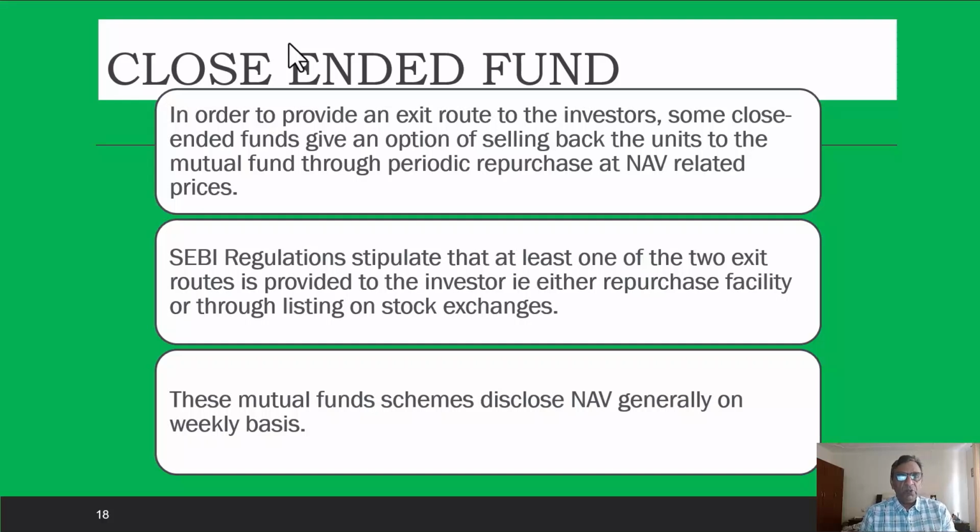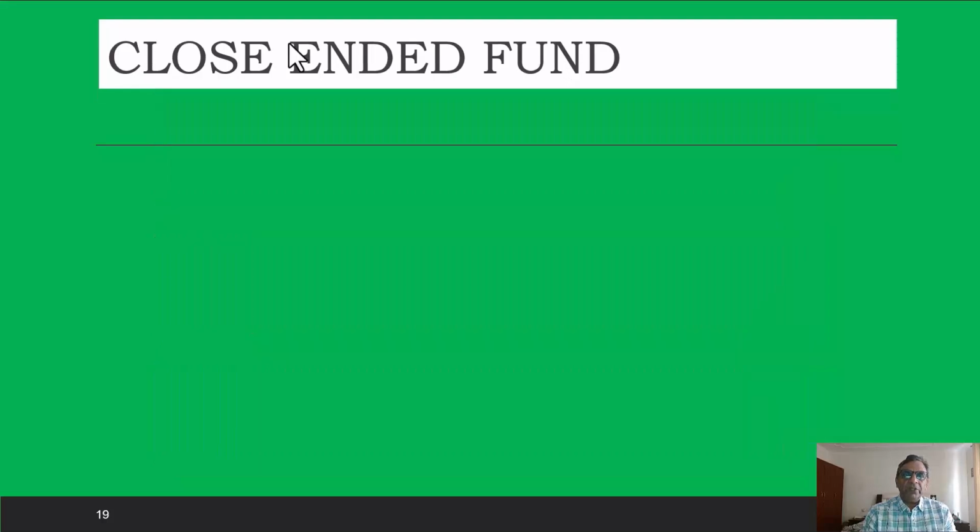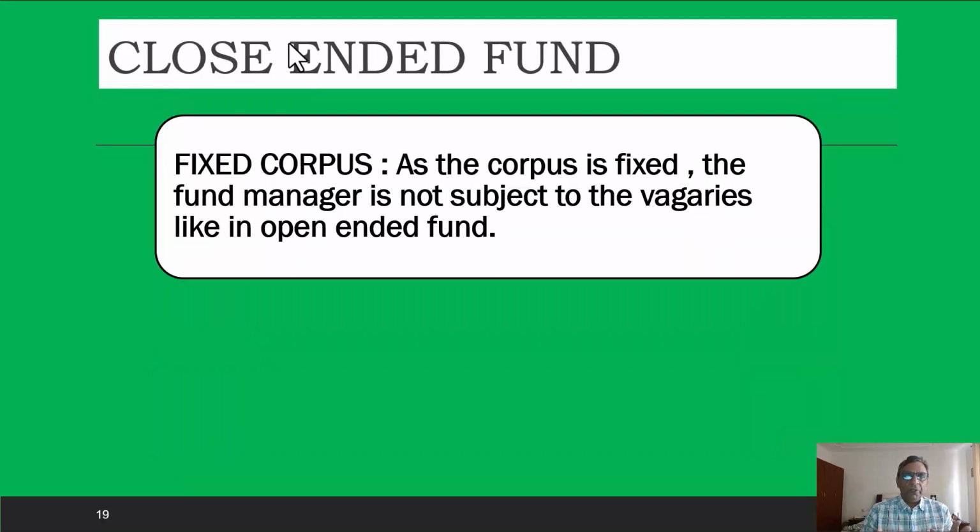Now, of course, these mutual fund schemes disclose NAV generally on a weekly basis. So it's not on a daily basis as in the case of open-ended funds. These mutual funds will disclose their value per unit only on a weekly basis. Now, they have a fixed corpus. As the corpus is fixed, the fund manager is not subject to the vagaries like in an open-ended fund.